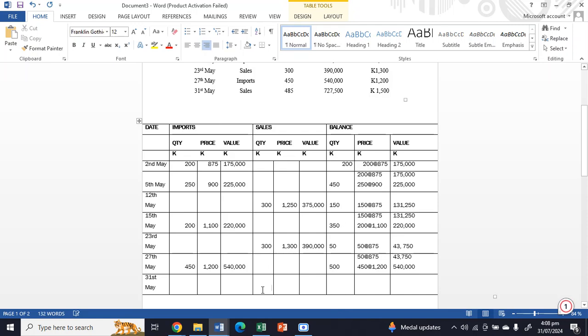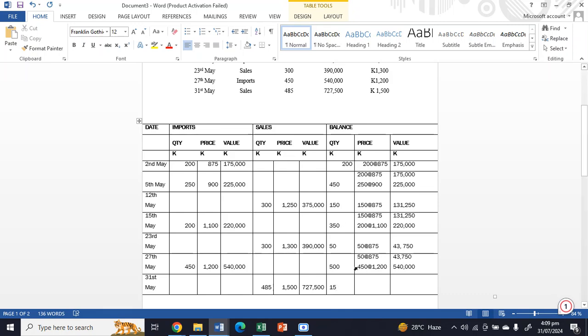So you come here on sales, you put 485, 1,500, total 727,500. So we have 500 goods initially, then we sold 485 of them. So again, it's the last in, first out. So we're going to work it out first, 500 minus 485, that means we remain with 15 goods.